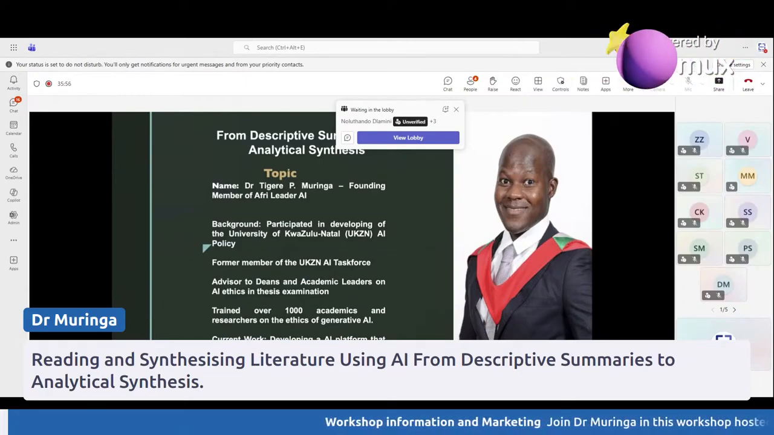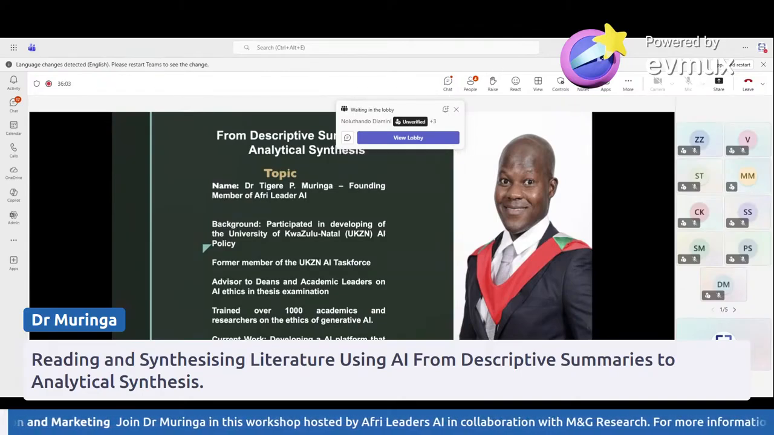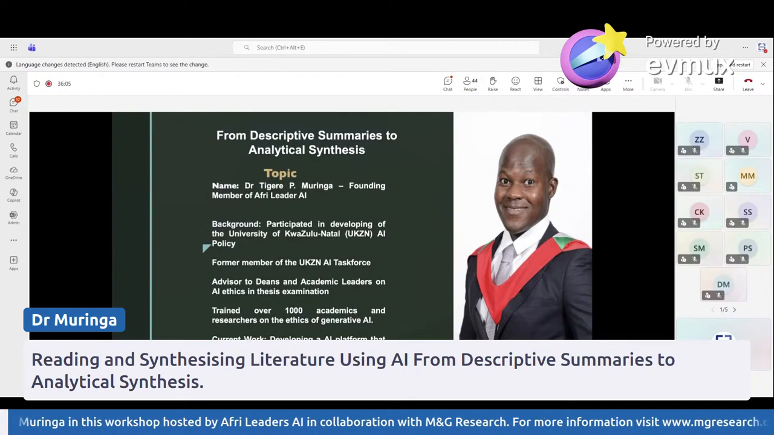So we want to see how we can best develop a synthesized literature review using ChatGPT. There are quite a lot of platforms that one can use.